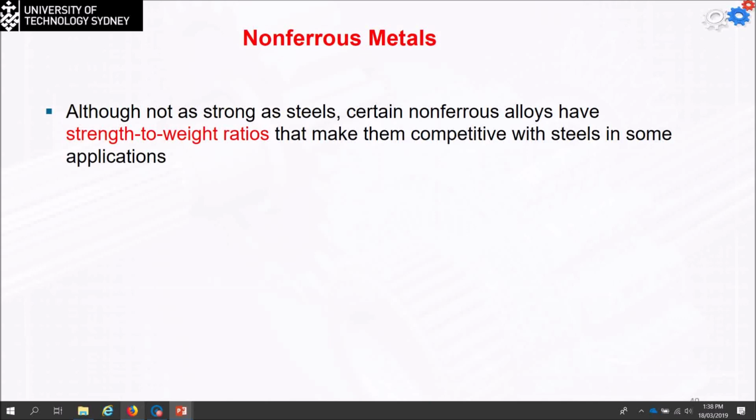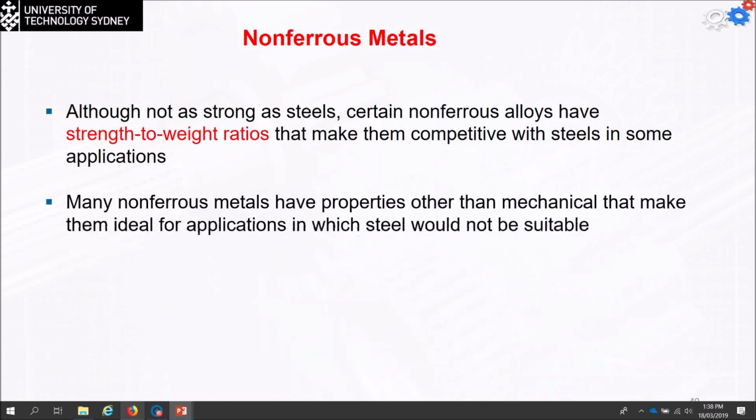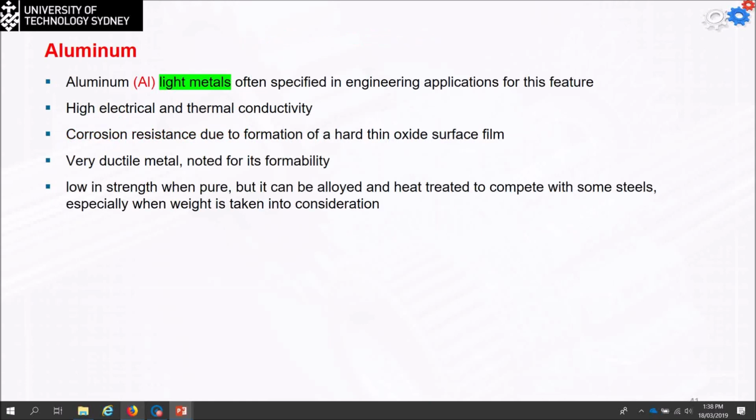Many non-ferrous metals have properties other than the mechanical that make them ideal for applications where steel would not be suitable. Now, aluminum is the first one. It's a light metal, often specified in engineering applications for this feature. Because it's light, you always try to choose aluminum as the first option.